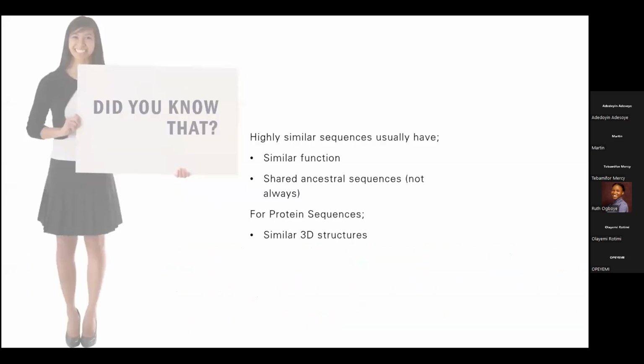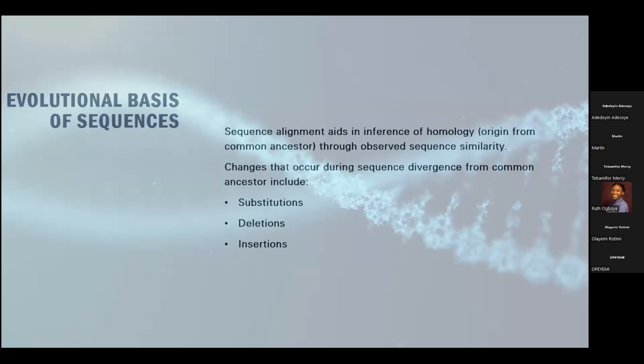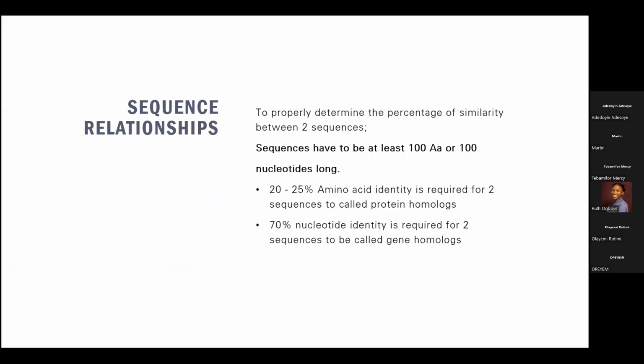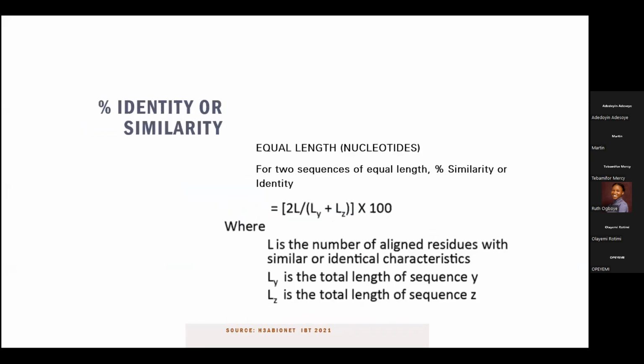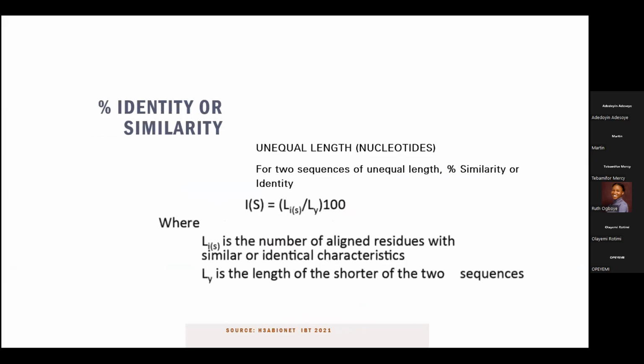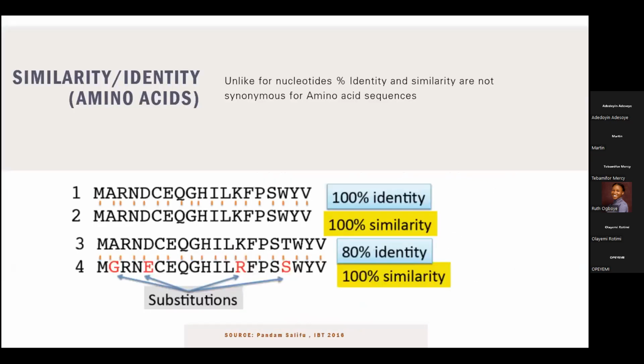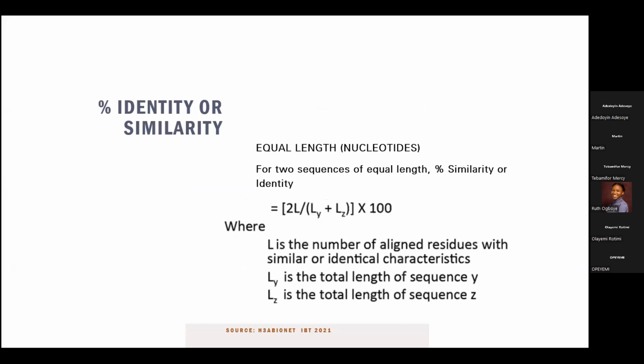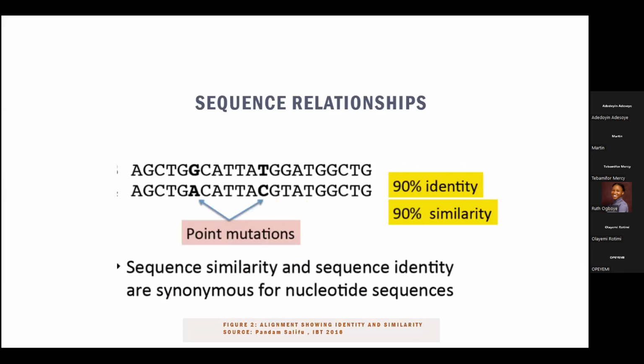I want to go back to, okay, I think I removed it. Okay, so sequence alignment points out the relationship between two sequences, shows the similarity, and it shows the differences between two sequences. That's the simplest term I can use.